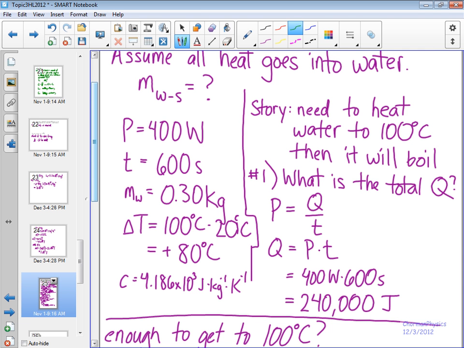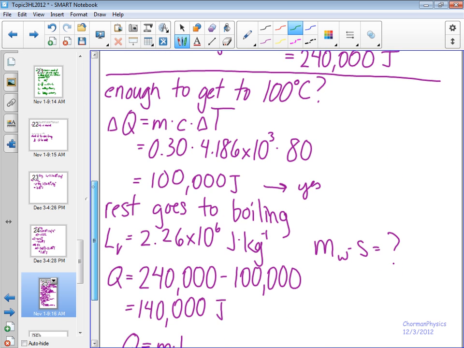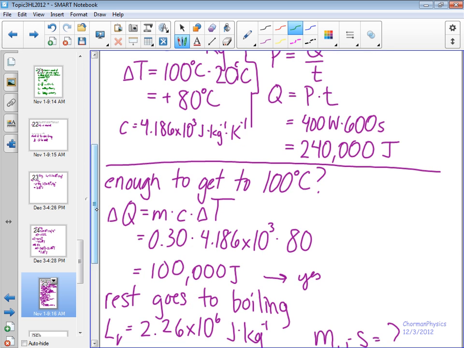So the story is that we need to heat the water to 100 degrees Celsius, then it will boil. Well, what's the total thermal energy that we're going to be adding in this process? We can get that from the relationship between power, thermal energy, and time. We know the rate at which we're heating this water, and we know for how long we're heating it. So we can get the total thermal energy that's going to be added. That kind of gives us our thermal energy budget, if you will. All right. So from there, is that going to be enough to get us to 100 degrees C? Well, if we do M C delta T for the amount of water we have, we see that we need 100,000 joules to get to 100 degrees C from 20 Celsius. So yes, we have enough thermal energy to do this. So we will be making some steam.